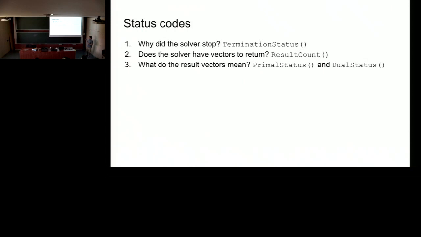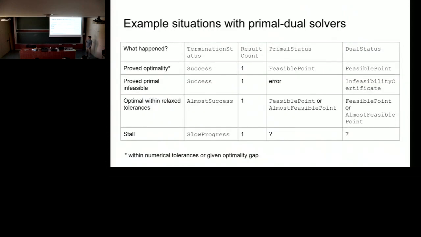Does the solver have vectors to return? Sometimes it does, sometimes it doesn't, and that's available in the result count attribute. And what do those result vectors mean? That would be in primal status or dual status. So the best way to figure out what this means in practice is to go through a few examples.